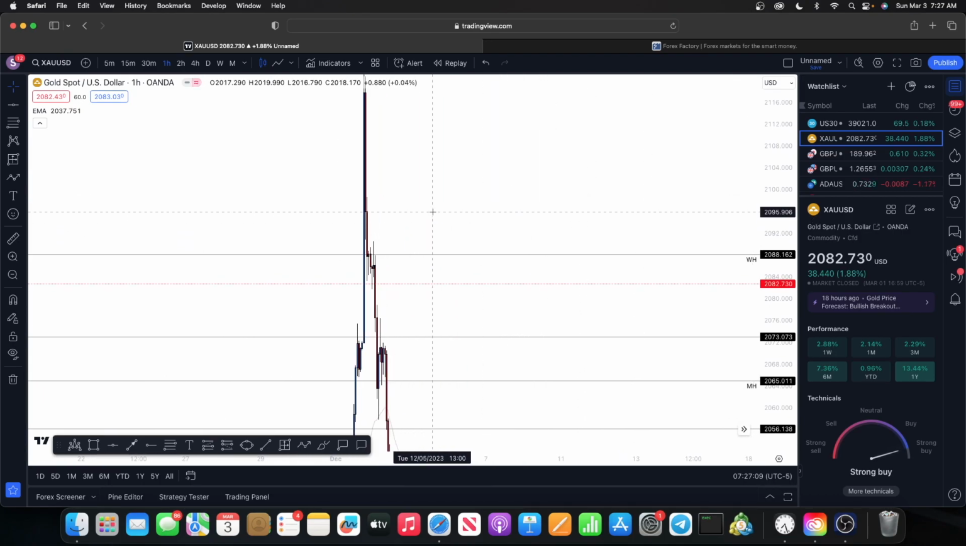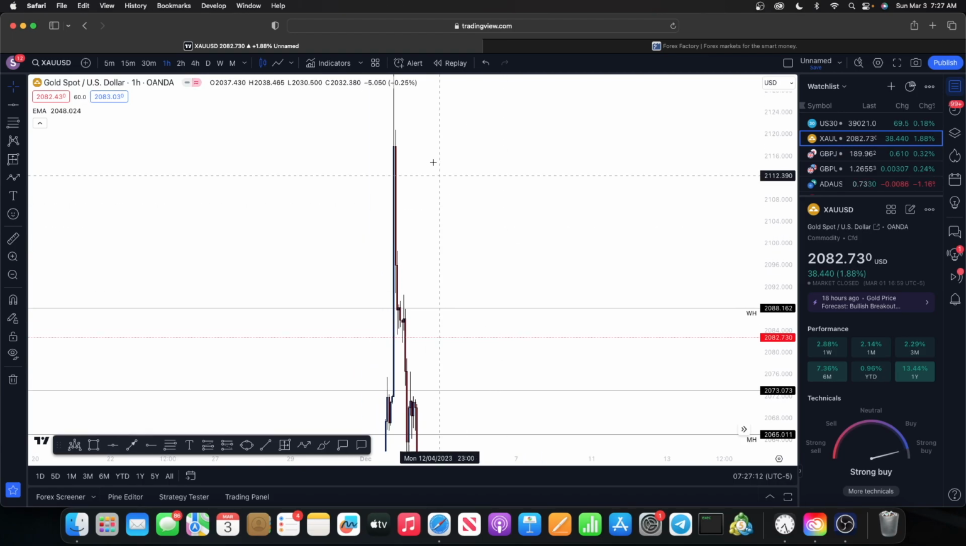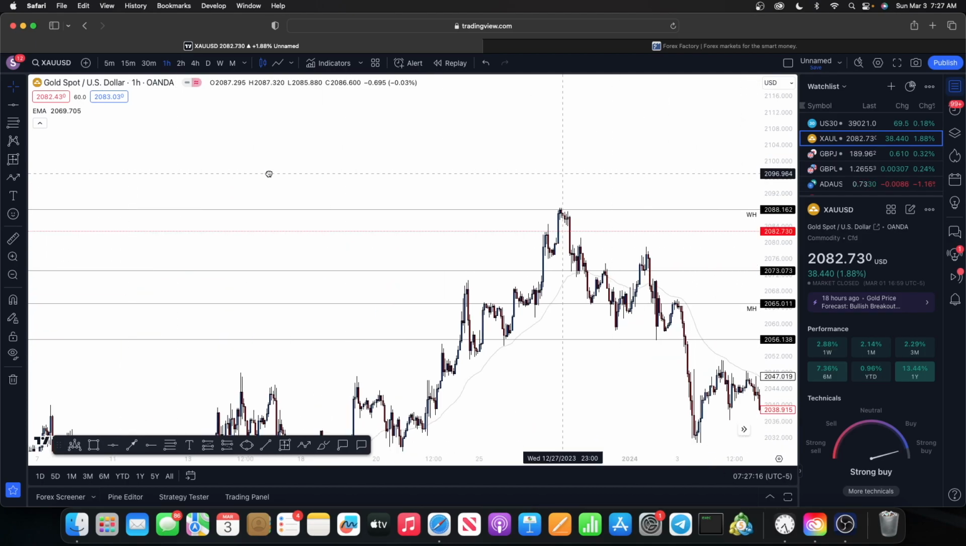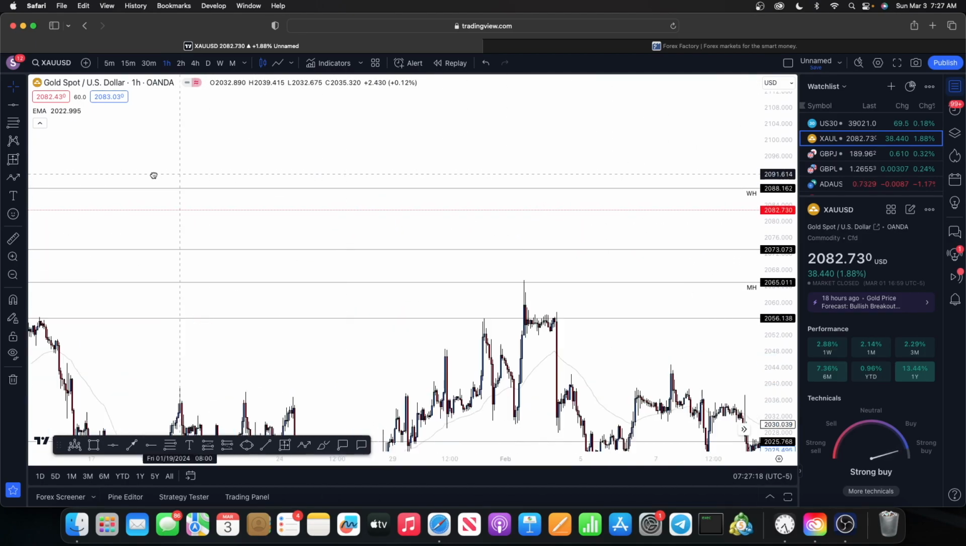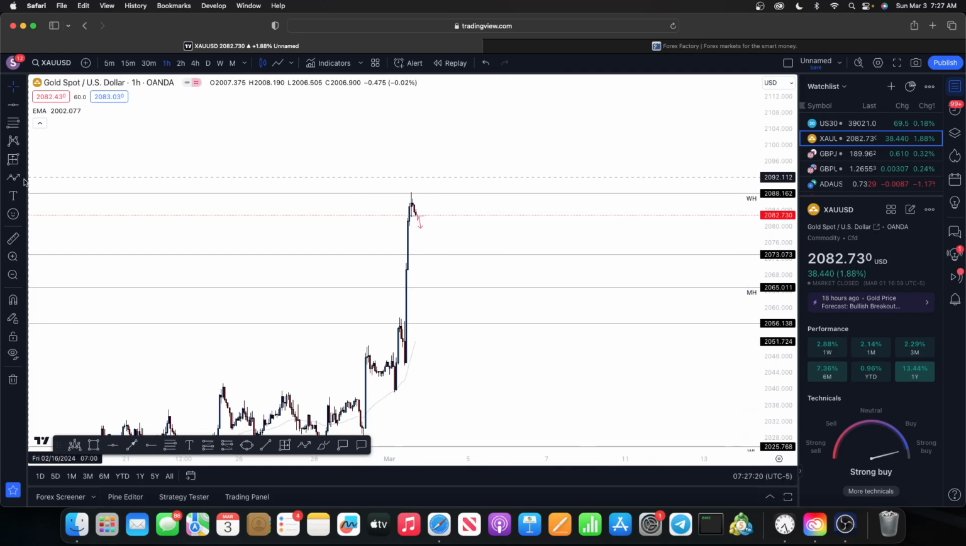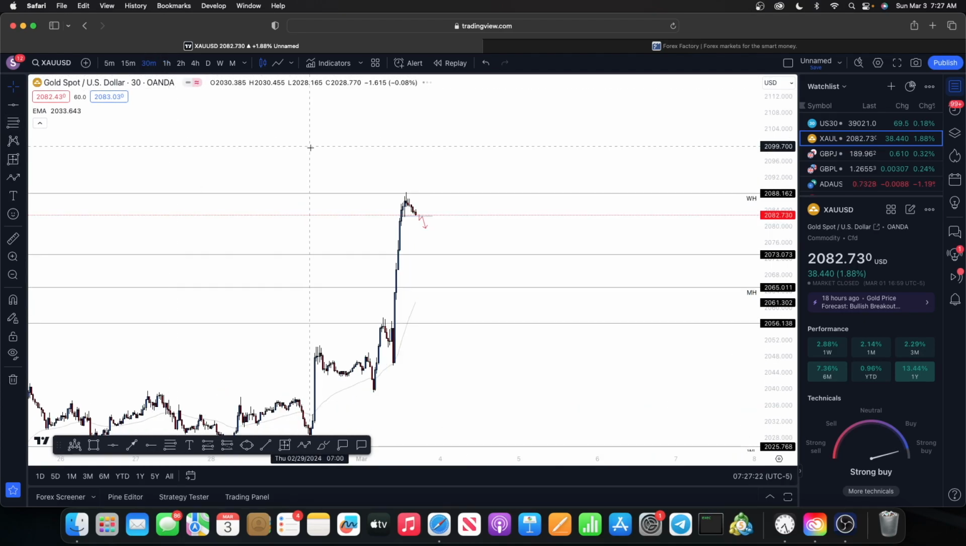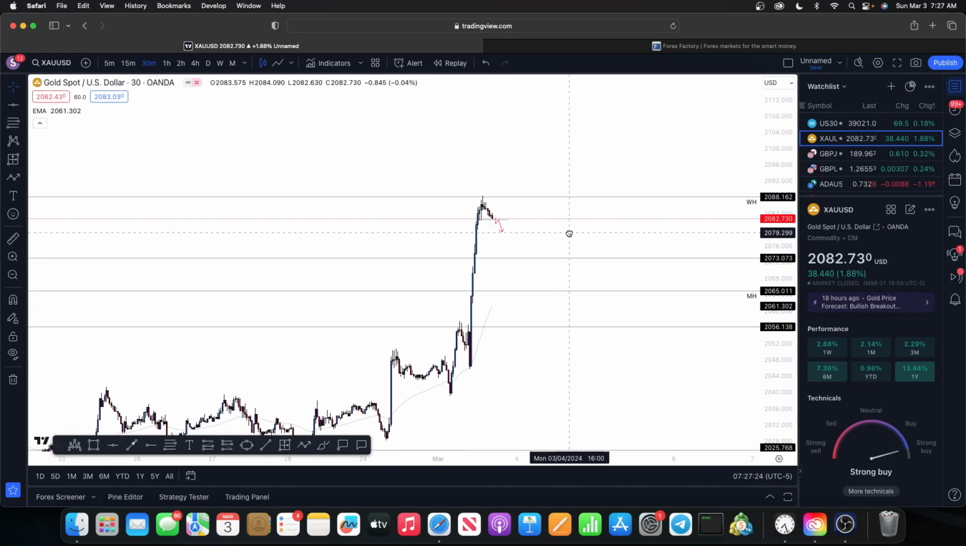Most likely, I would say first target can definitely be 2095. Right here, definitely 2095 can be a first target, and then from there on, obviously the bigger picture is all the way back to all-time highs, but we don't know exactly if price can obviously continue bullish all the way up there. But that would be most likely if price breaks above the 2088, which I doubt since we are already seeing rejection from this resistance.